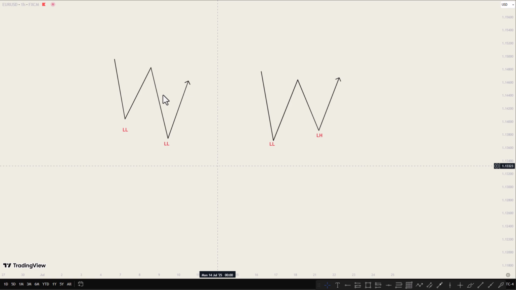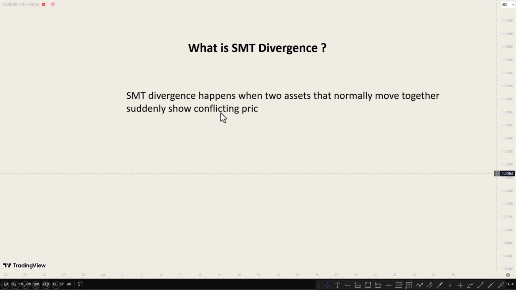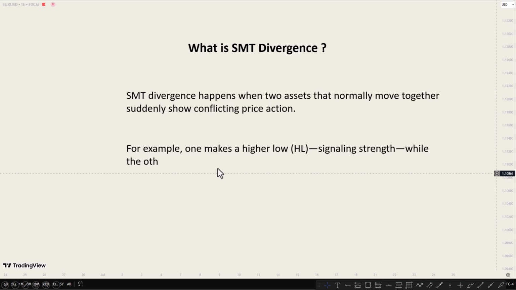I will show you how to spot it on your charts with examples, and explain in simple terms how you can trade this strategy. What is SMT divergence? SMT divergence happens when two assets that normally move together suddenly show conflicting price action. For example, one makes a higher low signaling strength while the other makes a lower low signaling weakness.